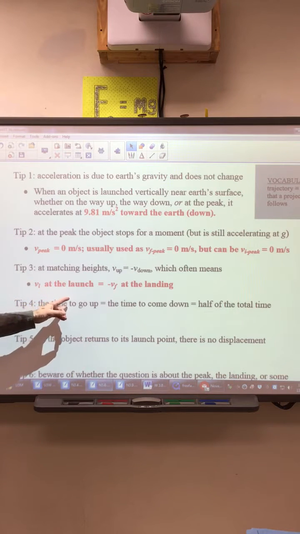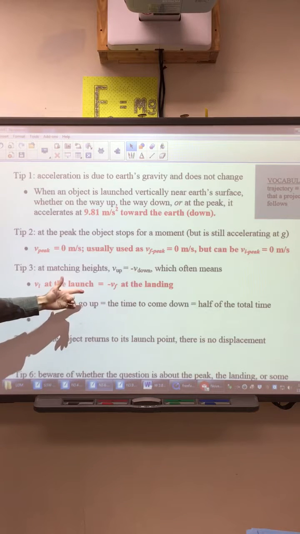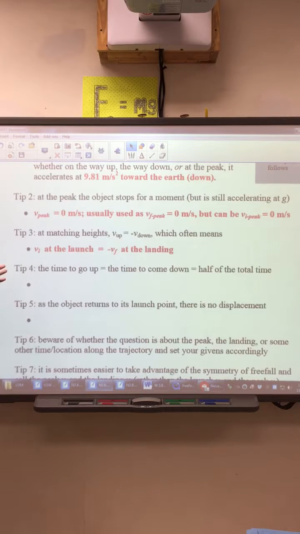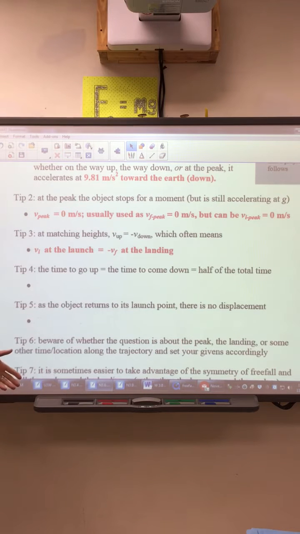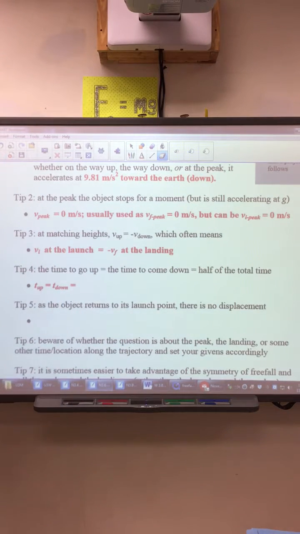So VI at the launch is going to be negative VF at the landing, meaning the speeds match, but they're in opposite directions. Often you'll call this VI equals maybe 29.43 from the last page. And then you'll say VF at the end will equal negative 29.43 meters per second. As you would probably guess, since everything is matching, this whole symmetry of free fall, we call it, on the way up matches on the way down. Actually, the time to go up matches the time to come down. The time to go up equals the time to come down.